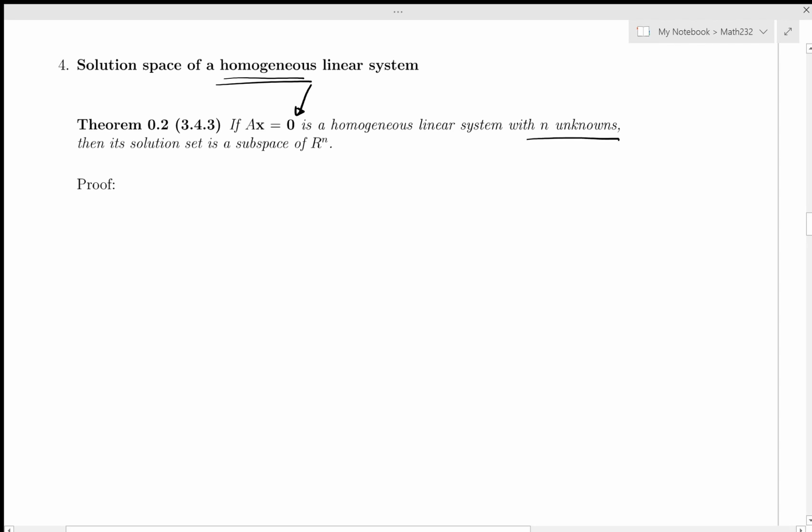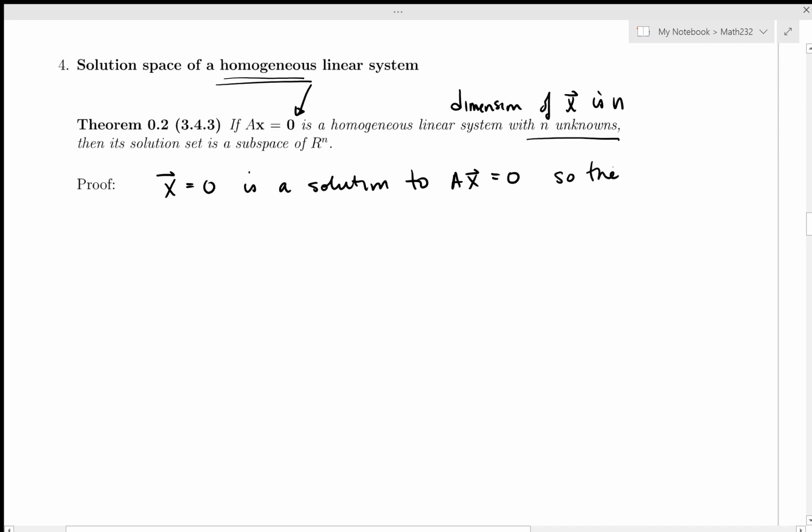We have n unknowns, so that tells us the dimension of x. The dimension of our solution vector x is n, because there are n unknowns. So we have a homogeneous linear system, and we can immediately say that the zero vector is clearly a solution. Ax equals 0, x equals 0 is a solution to that. So the solution set is non-empty. There's at least one vector in there.